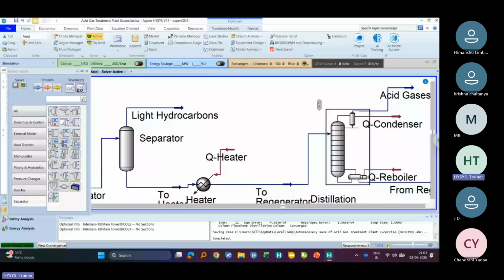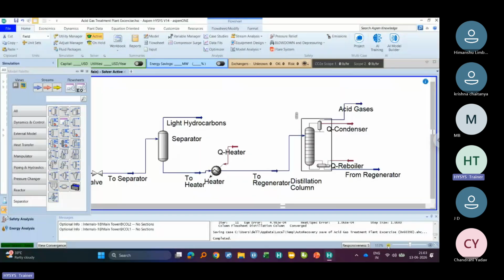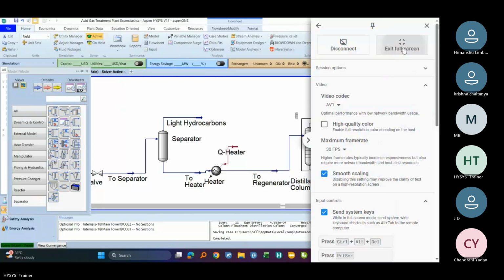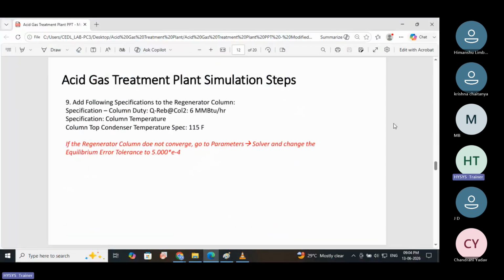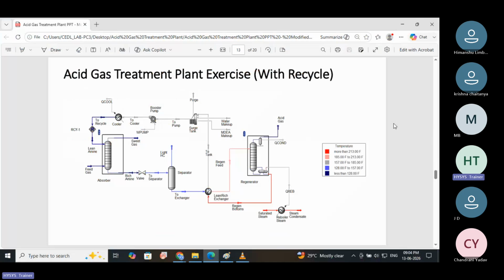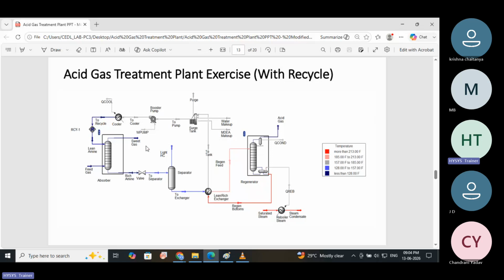Thank you. So I'm understanding that everything we have done till now is clear to you. Now we will go for this recycle part. In the recycle part, we are going to simulate this one. This is just the extension of what we have done till now. You can see that the absorber is there, the valve is there, the separator is there, and this regenerator, or what we can call the distillation column, is there.